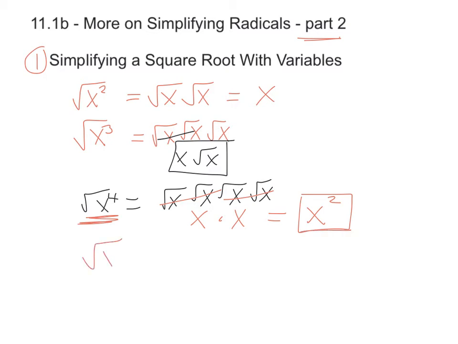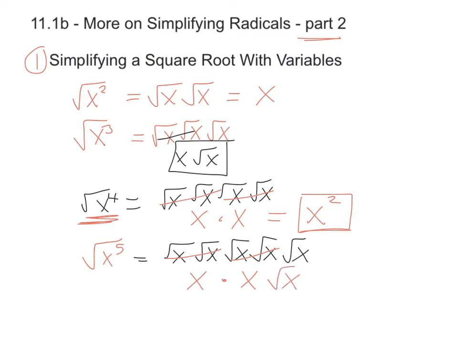Radical x to the fifth. If I wrote it out 5 times, 1, 2, 3, 4, 5. The first 2 is just plain x. The second 2, just plain x. The last one has to stay under the radical, so the answer is x squared times radical x.